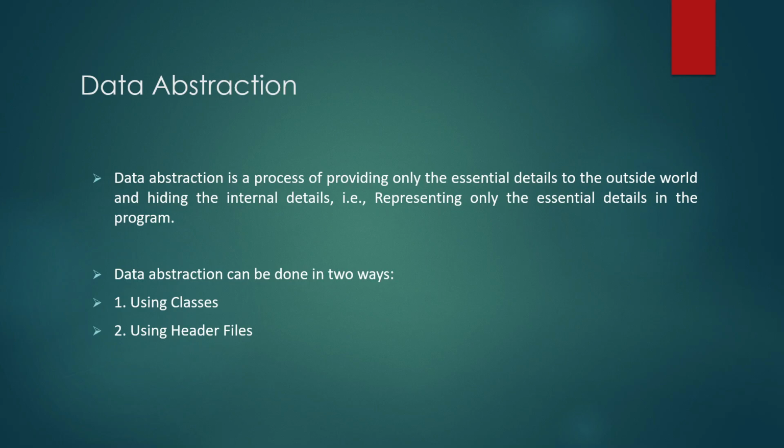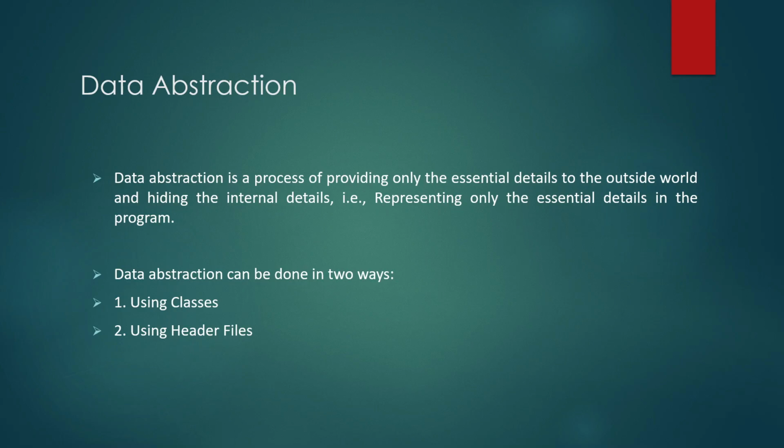Now, what is abstraction using classes? Abstraction can be achieved using classes. A class is used to group all the data members and member functions into a single unit by using the access modifiers. A class has the responsibility to determine which data member is to be visible outside and which is not. And the other one is abstraction in the header files.